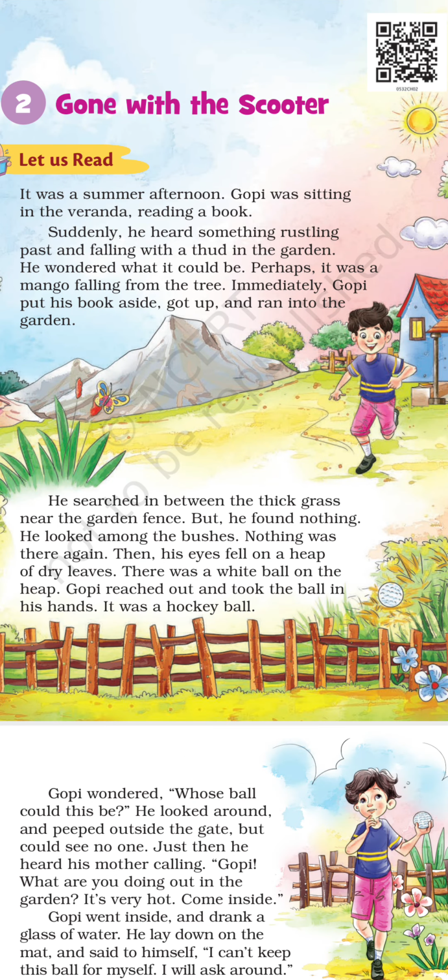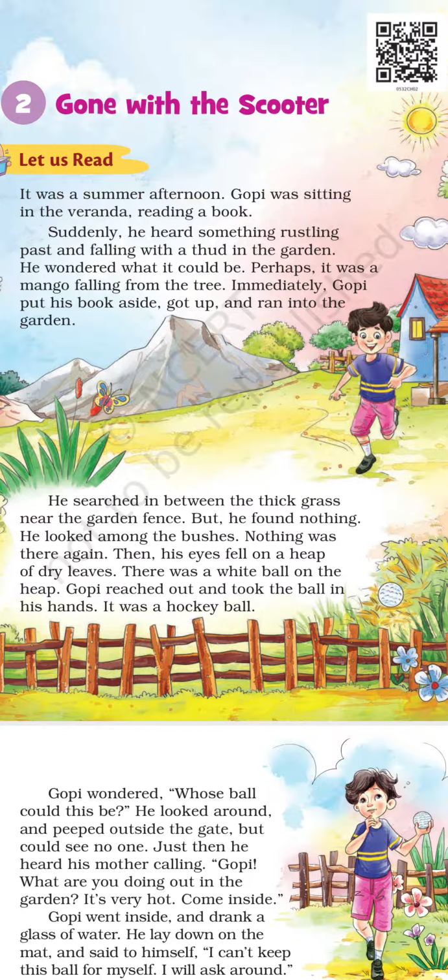Today we will see Class 5 English, Chapter 2, Gone with a Scooter. Scooter is a vehicle. Gone with a scooter means something went away with a scooter. What it is, we will see in this lesson. Let us read. It was a summer afternoon. So it was very hot.